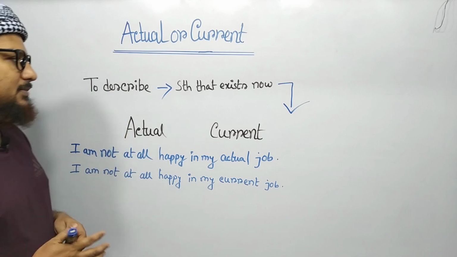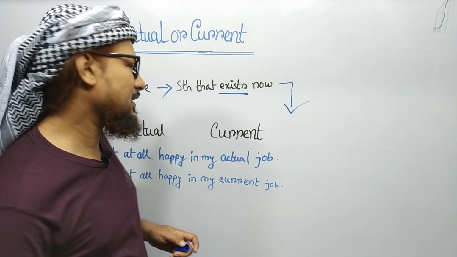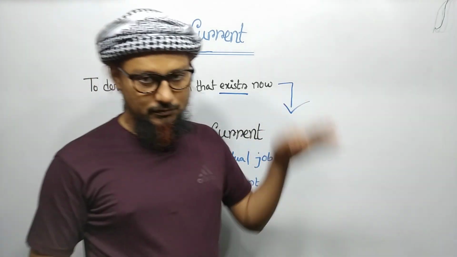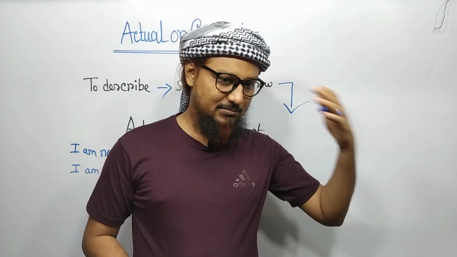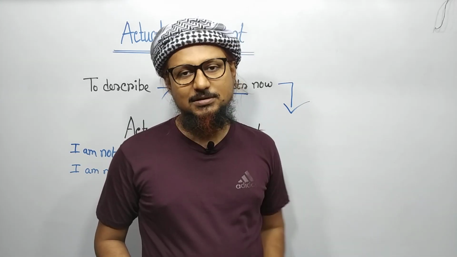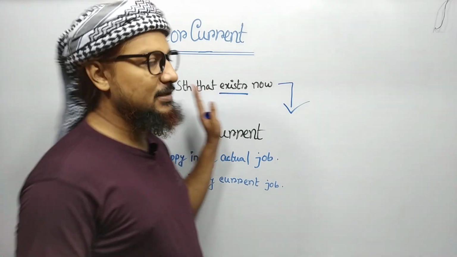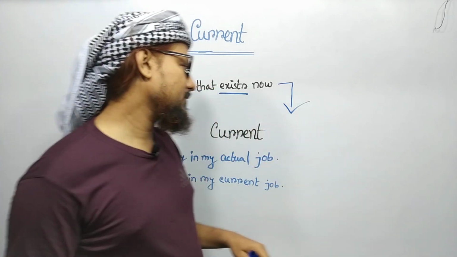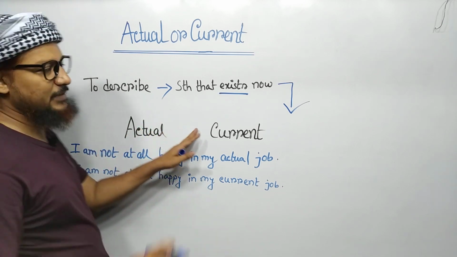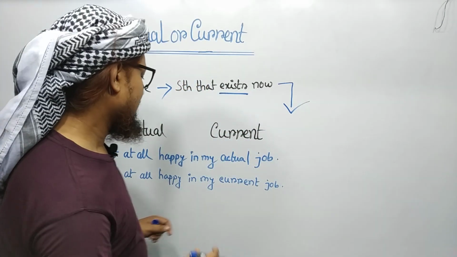To describe something that exists now, that is the main point you have to remember. If you want to talk about something that exists right now, you can see it, or you can feel it. You can feel the existence of something. So if anything is like that, that means it exists now, which one should you use? Actual or current? I'm not going to tell you until I finish with the examples.